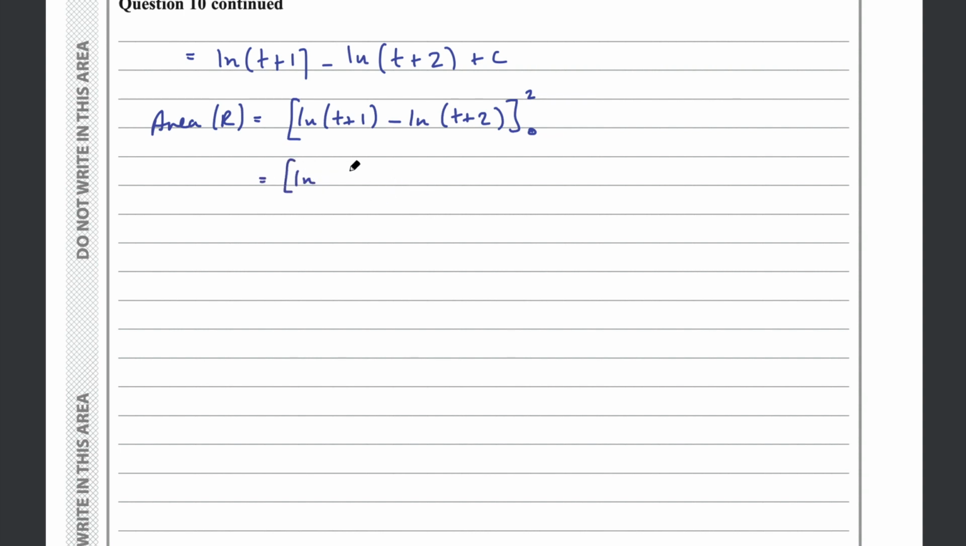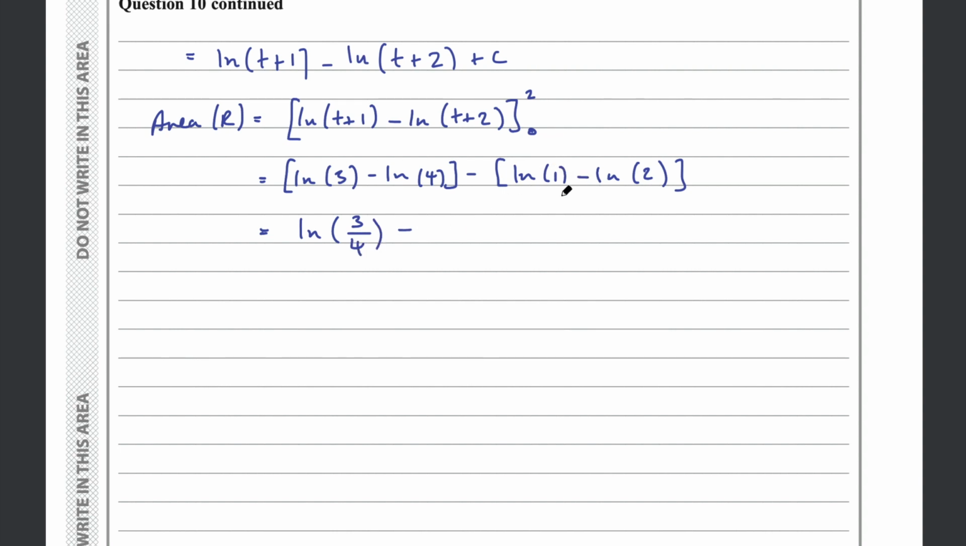So this is going to be log of 2 substituted in here. So 2 plus 1 is 3. Take the log of 2 plus 2 is 4. Subtract, substituting 0 in. So this is going to be the log of 1 take the log of 2. All right, almost there. Then we've got the log of 3 take the log of 4. Another way of writing when you're subtracting logs is to divide those terms. So this is the log of 3 divided by 4.